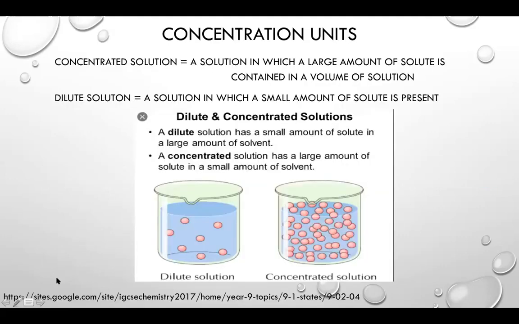So now that we've talked about what a solution is, and what a solute and a solvent are, now we need to talk about how we define or characterize those solutions. We like to think about this in terms of concentration units. So we have a concentrated solution. That's a solution in which a large amount of solute is contained in a volume of solution. Or we can have a dilute solution, and that's a solution in which a small amount of solute is present.